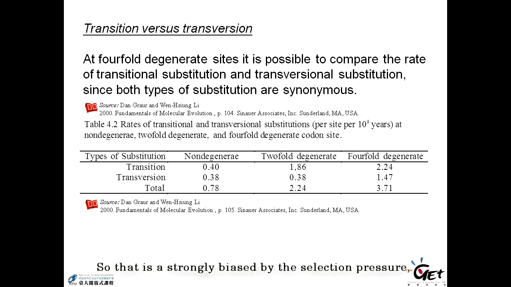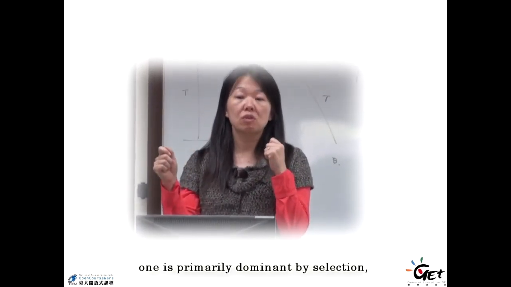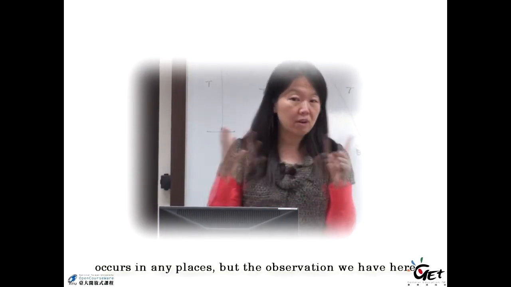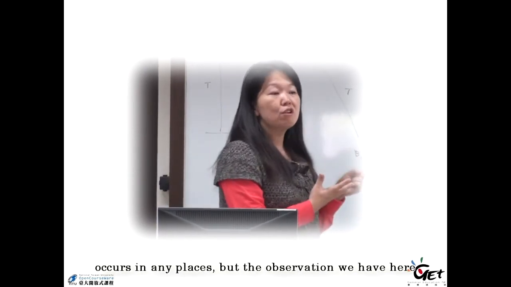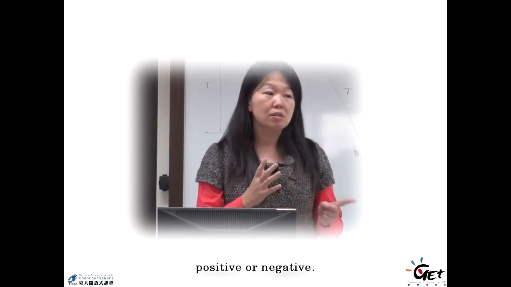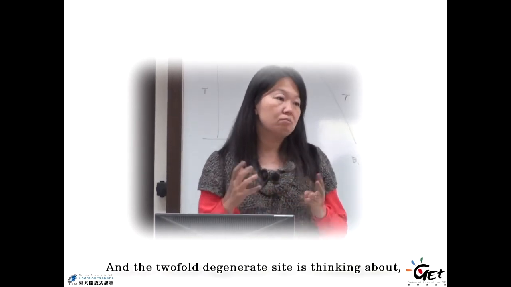So that is strongly biased by the selection pressure, by the functional constraint at the non-degenerate site. So if I compare these three types of differences, one is primarily dominated by selection and functional constraint. When I say selection, it doesn't mean selection occurs in every place, but the observation we have here is pretty much shaped by natural selection, positive and negative.